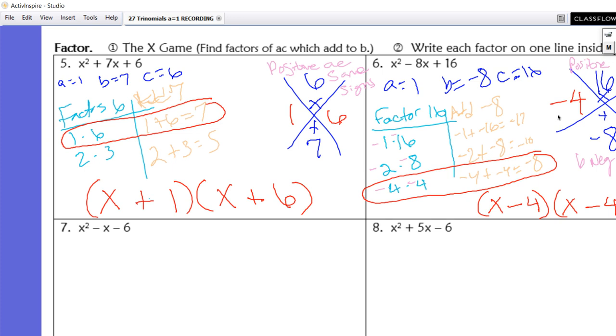All right, moving on to 7. So our ABCs, A is 1, B is negative 1, C is negative 6. So I'm going to do 1 times negative 6. My value for B is negative 1. Now let's think through how that's going to work out.